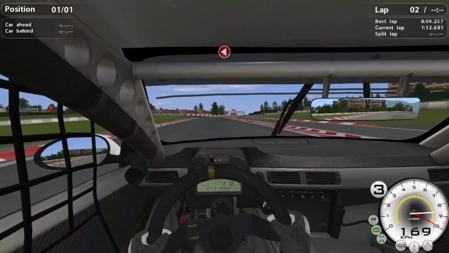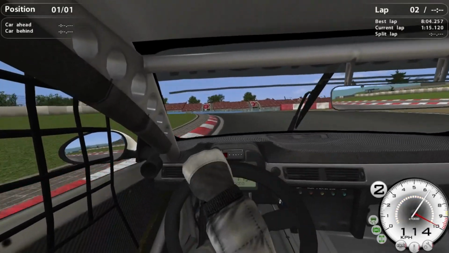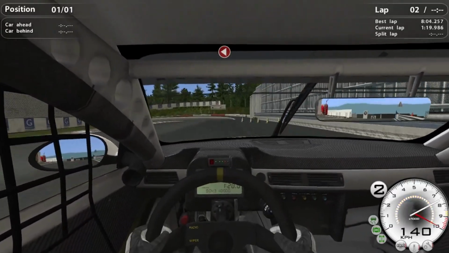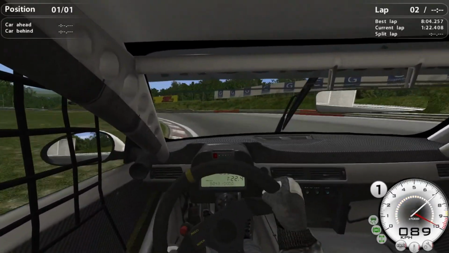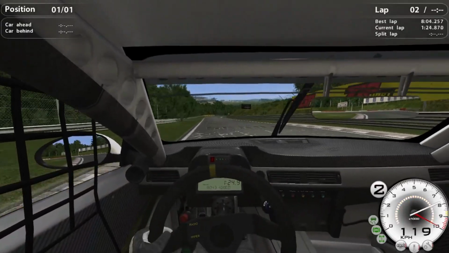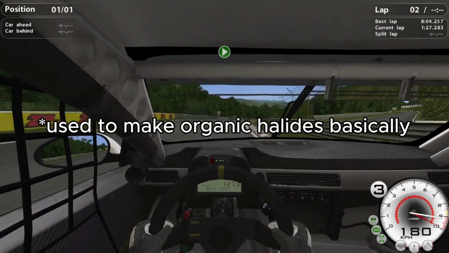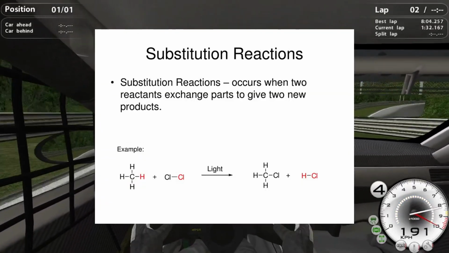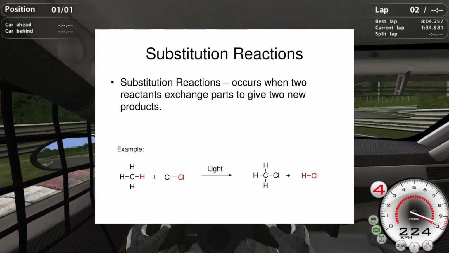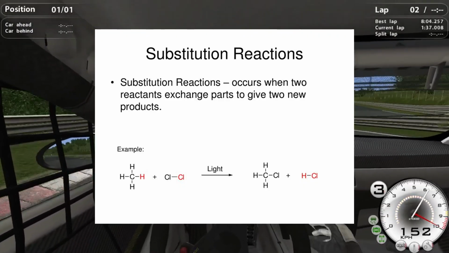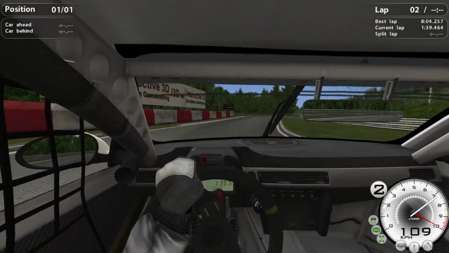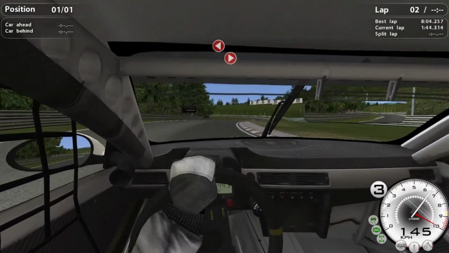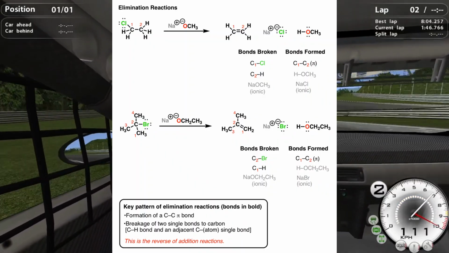So you replace one of the H's with one of the halide ions, and then you form an acid basically. So this is what the reaction looks like. The reactants are alkane and halogen. Products are halide and acid, right? So it needs a catalyst. Same for addition. Now for elimination, it's the opposite of addition.